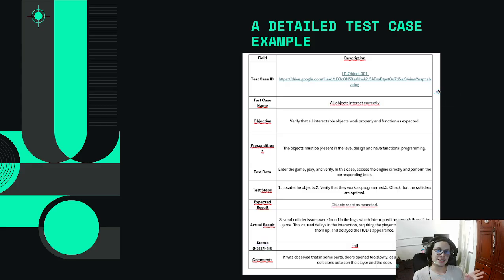A detailed test case example. I have that table. First column, the field: test case ID, test case name, objectives, preconditions, test data, test steps, expected results, actual results, status pass or fail, comment. In the second part of the table is the description.